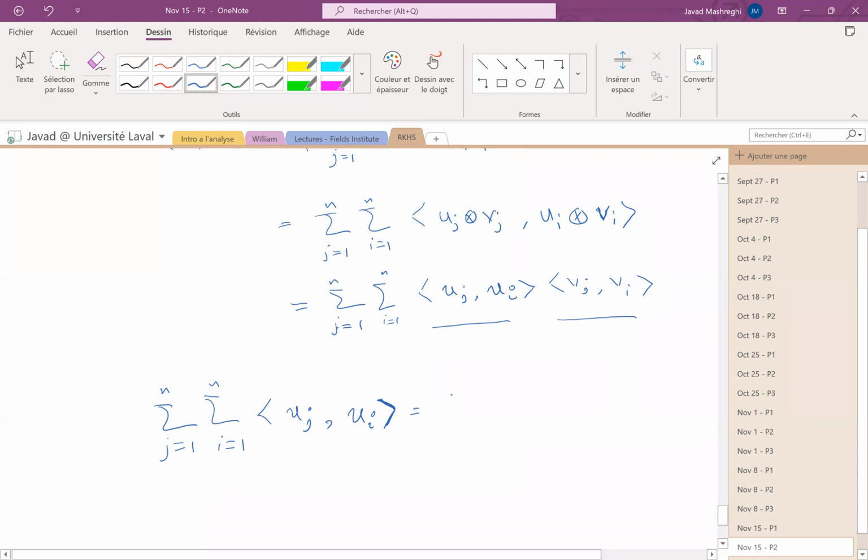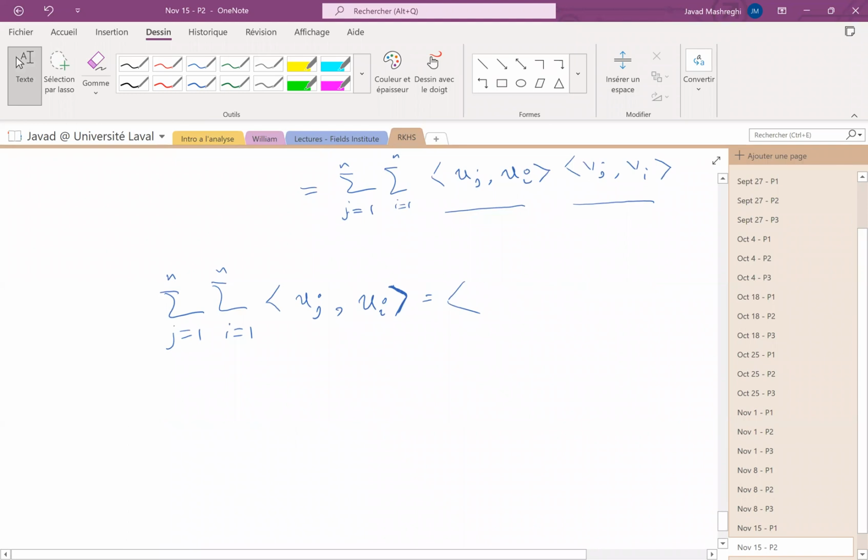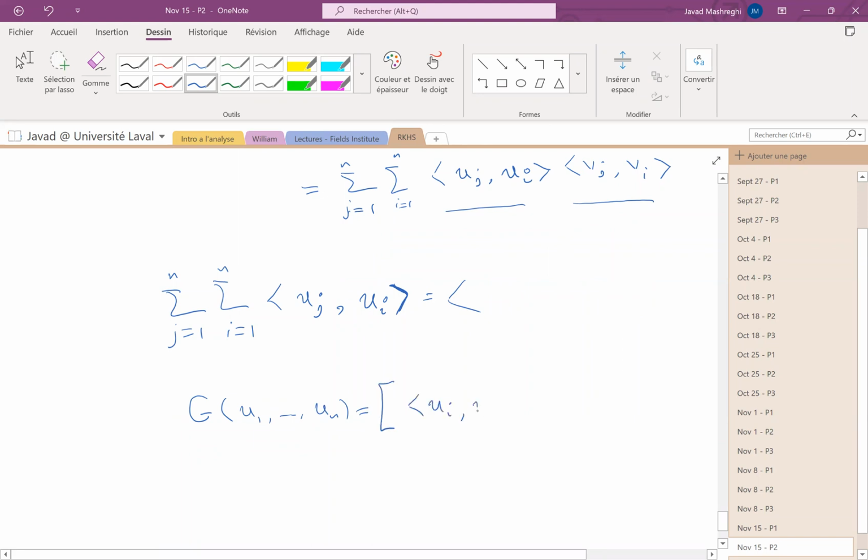This is the same thing as, we call this the Gramian of u1 up to un. It is the matrix whose elements are inner products of ui and uj. Now the order is reversed, it is uj and ui, so it's the Gramian transpose, applied on the vector eta, inner product with eta, where eta is the vector 1, 1, up to 1. All the components are 1.